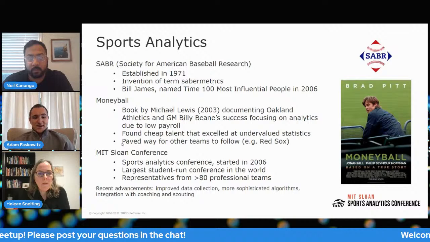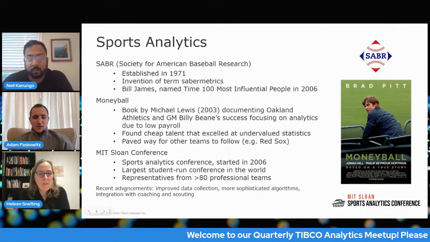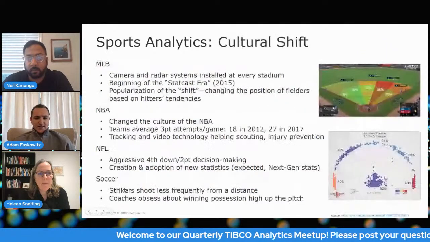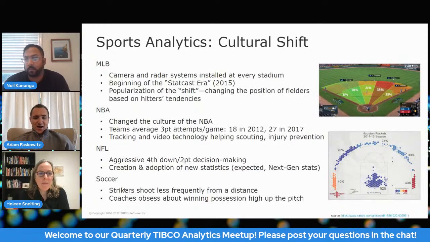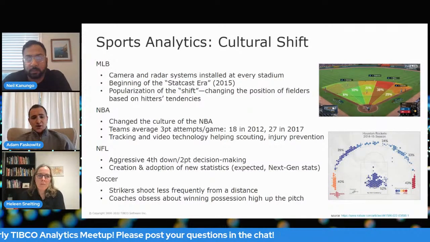There are more sophisticated algorithms available, and there's also now integration with coaching and scouting. So if we move on to the next slide, we can see how this cultural shift has happened in a lot of the pro sports.